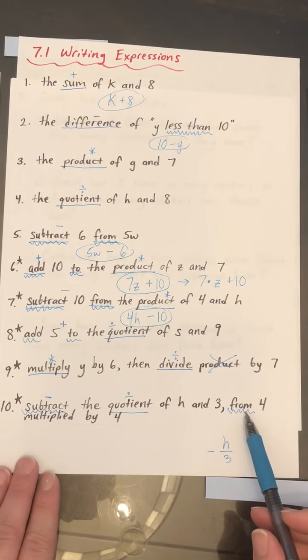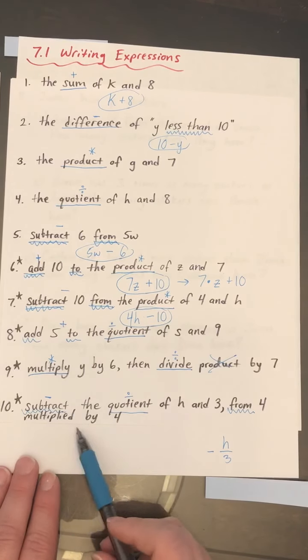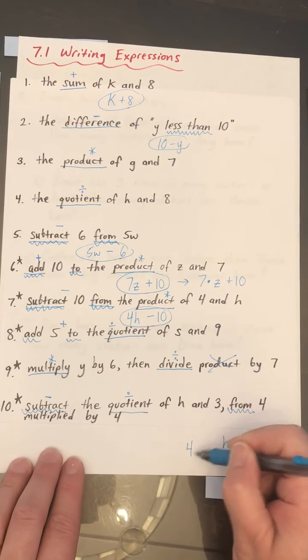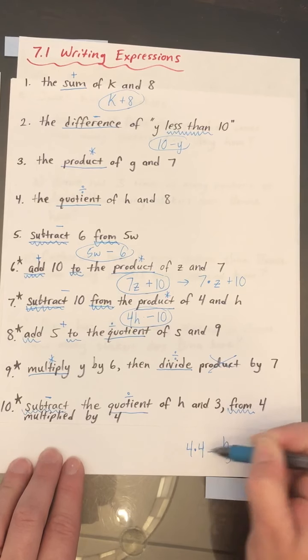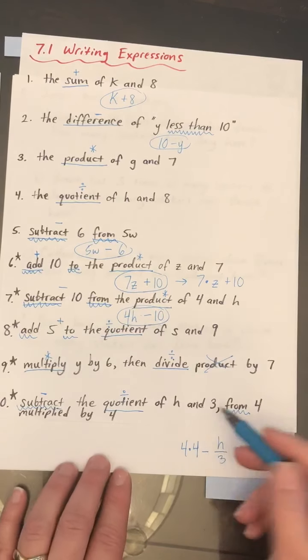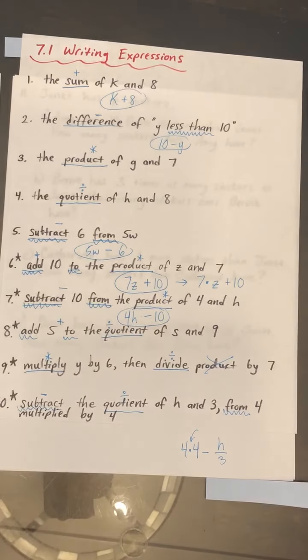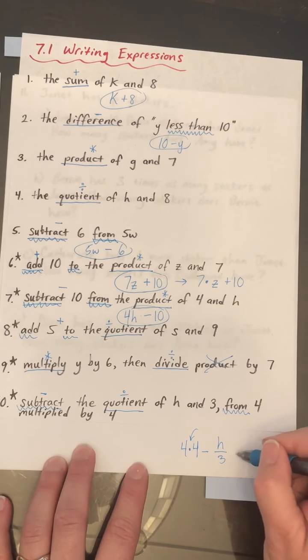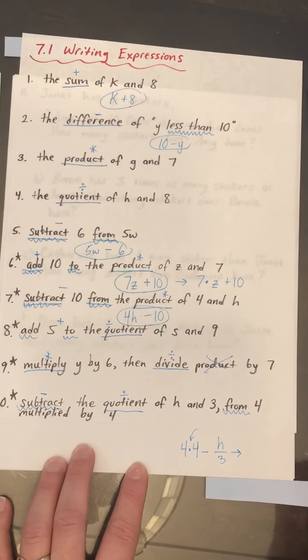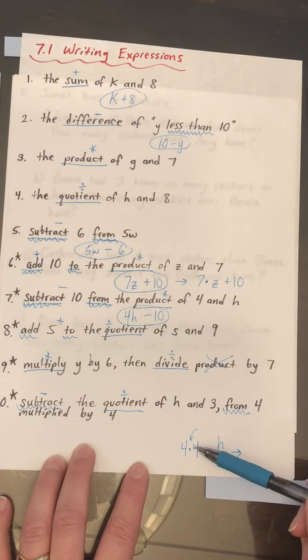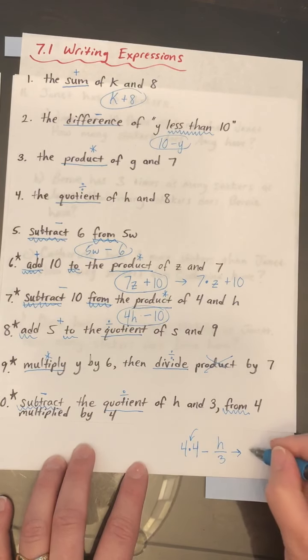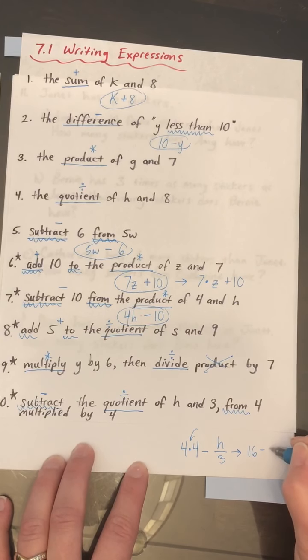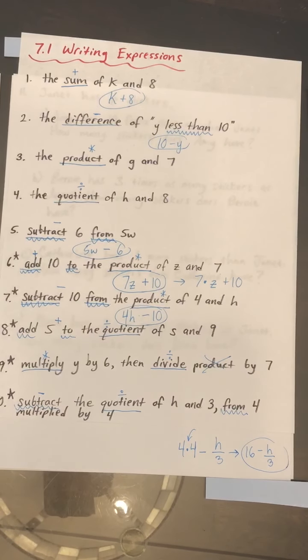And next it says subtract that from 4 multiplied by 4. Oh, 4 multiplied by 4. Notice I have to show a multiplication symbol between these guys because they're both numbers. There's not a variable there. And if I just wrote 4 next to 4, it'd look like 44, wouldn't it? This is not a final answer. It's not wrong, but we can simplify a little more. Do you remember what 4 times 4 gets us? 16. And I'm still going to take away h divided by 3. This is the answer that we're looking for in number 10.